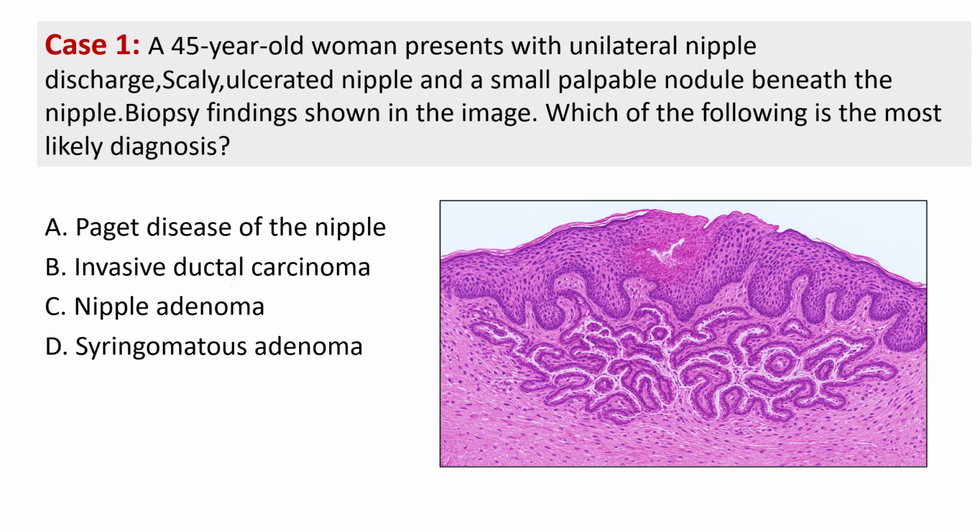Okay, so in this diagnosis, the conditions which present with the scaly ulcerated nipple are nipple adenoma, Syringomatous adenoma, Paget's disease of the nipple. All these present as scaly ulcerated nipple. So all this becomes differential diagnosis. As it is elderly women with unilateral nipple discharge, invasive ductal carcinoma also becomes a differential diagnosis. And all of them present as a small palpable nodule beneath the nipple. So how to exclude this based on the biopsy? So this is the biopsy image. I will explain you in detail step by step.